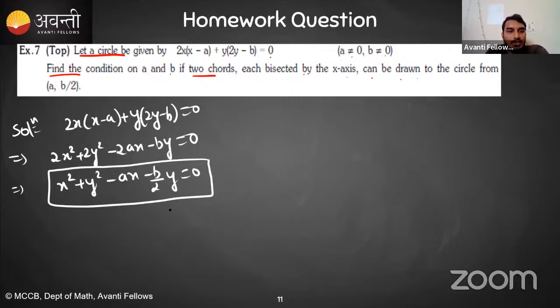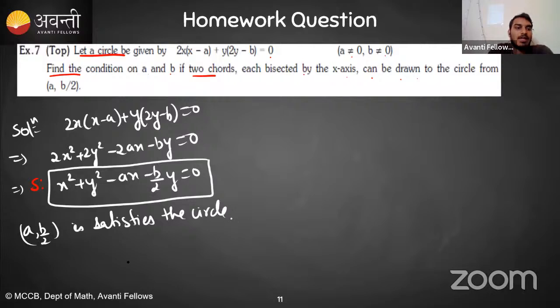Right? Now check a comma b by 2. Put a comma b by 2 in this equation of circle. Let's say this is the equation of circle S. Put a comma b by 2 in the equation of circle. So you will see that a comma b by 2 satisfies this circle.